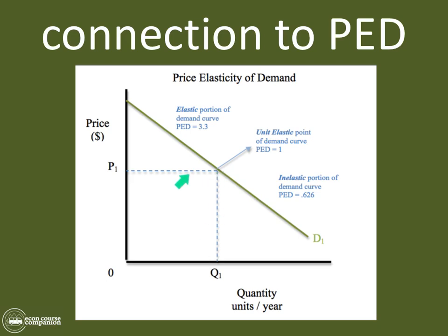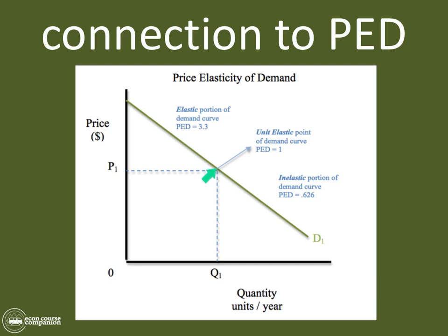P1, Q1, this combination right here is the maximum revenue that can be earned in this graph. Any other combination of price and quantity would result in smaller revenue. Or another way of thinking about it is the area of this rectangle here is greater than the area of a rectangle that would be created by any other combination of price and quantity. And therefore, this point right here at unit elastic, when price elasticity of demand equals 1, is where the firm is maximizing its revenue. That's a critical point, okay?